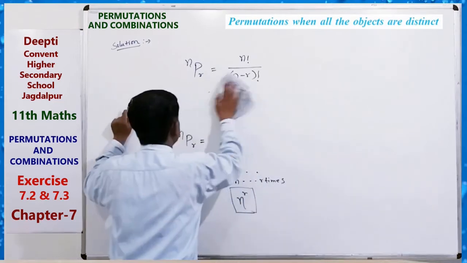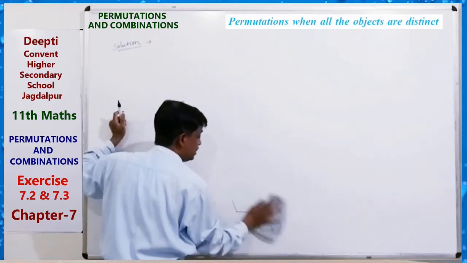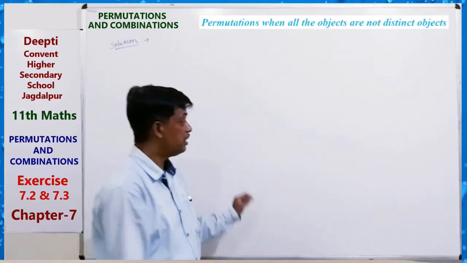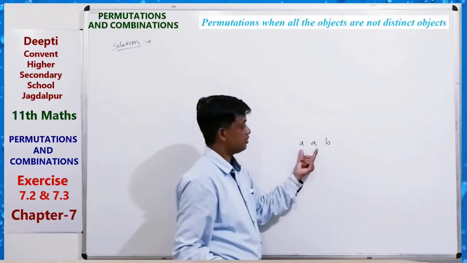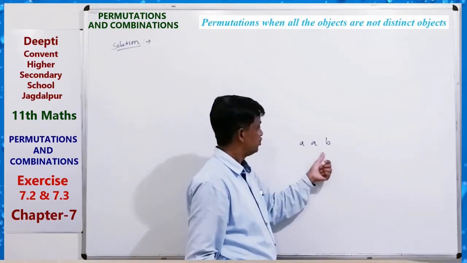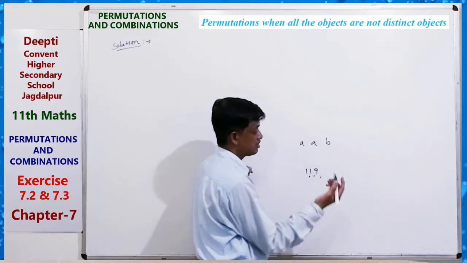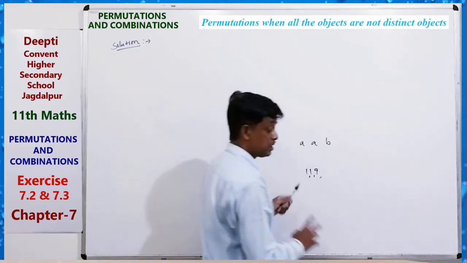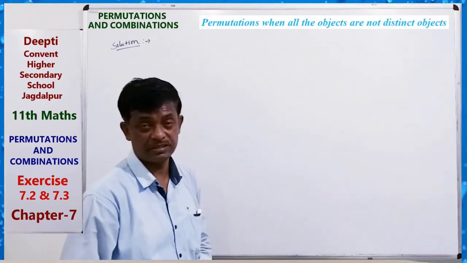Now suppose objects are not distinct. All the objects are not distinct. That means maybe suppose there are 3 objects, A and B, but here 2 objects are the same, A. This is 1, 1, 9. So 1, 1 are the same. This type of objects may be there. So objects are not distinct. Then how can we find the number of arrangements in a definite order?